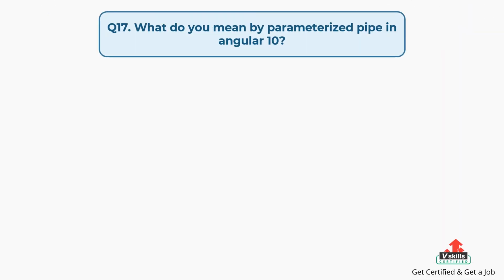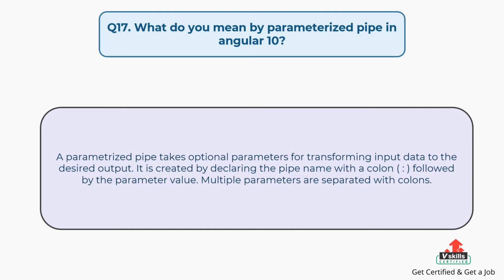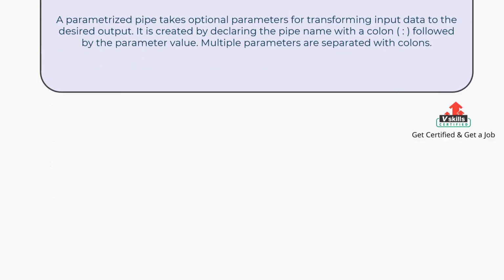Question number 17, what do you mean by parameterized pipe in Angular 10? The answer is: a parameterized pipe takes optional parameters for transforming input data to the desired output. It is created by declaring the pipe name with a colon followed by the parameter value. Multiple parameters are separated with colons.